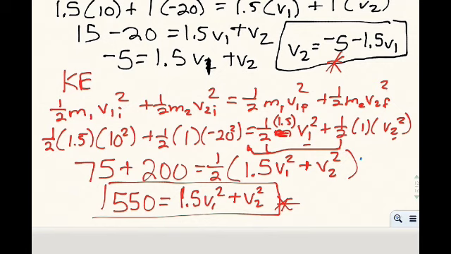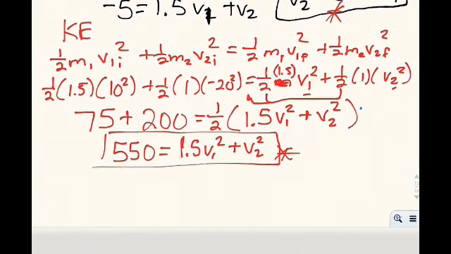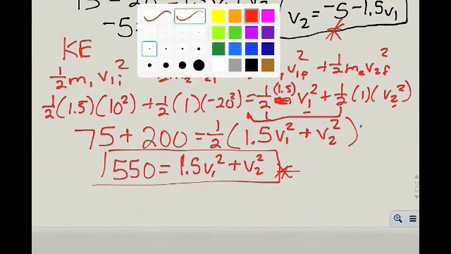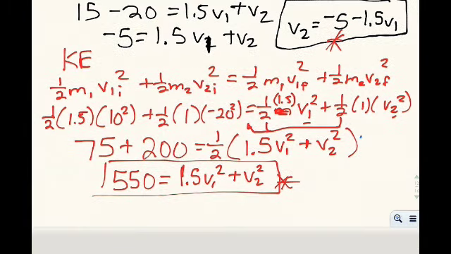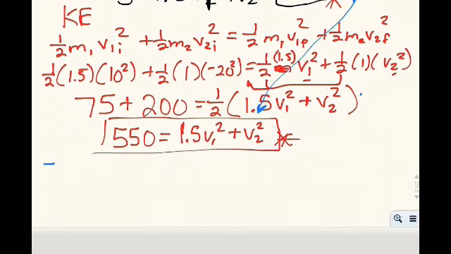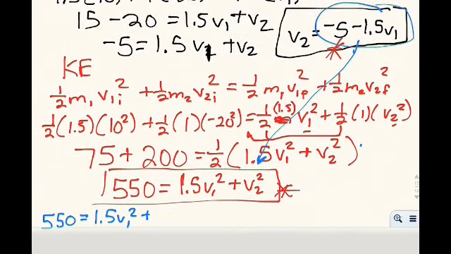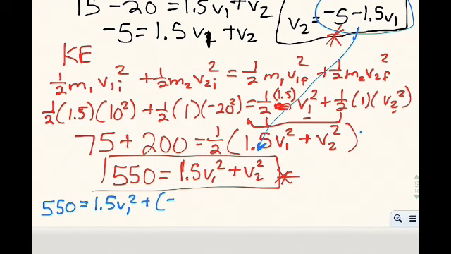If you have two equations, you can set up what's called a system of equations, or you can solve by what's called substitution. So what I'm going to do is take this thing right here, which I coincidentally solved for v2, and plug it in for v2. So I'm going to have, change into a different color just so we know what we're doing, 550 equals 1.5 v1 squared plus, and now I'm going to plug in what v2 equals: (-5 minus 1.5 v1) squared.